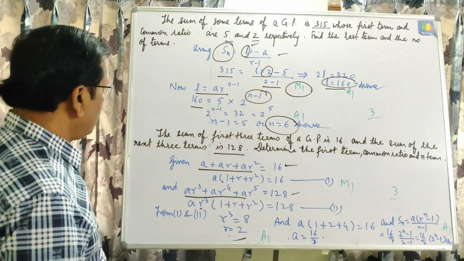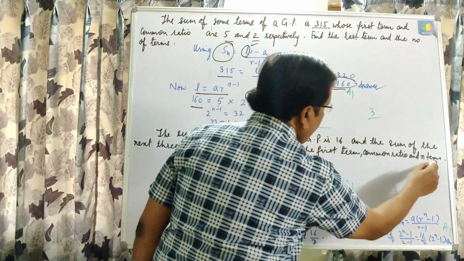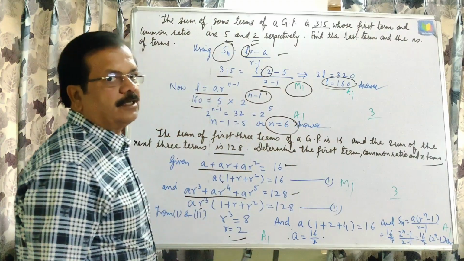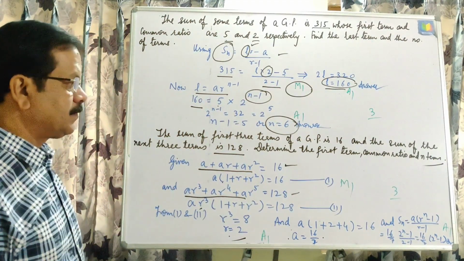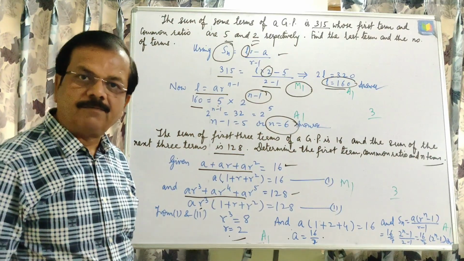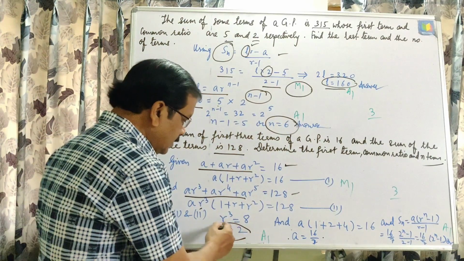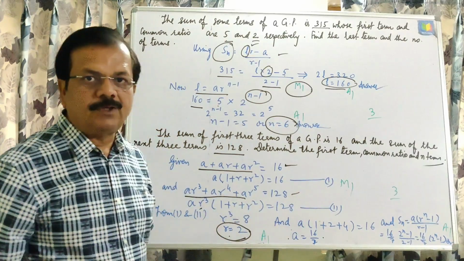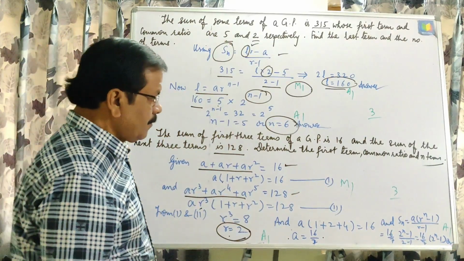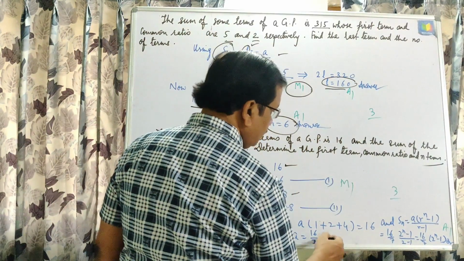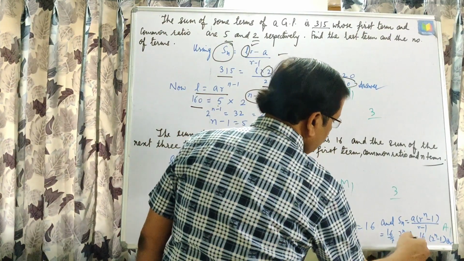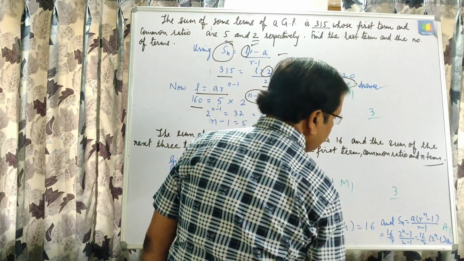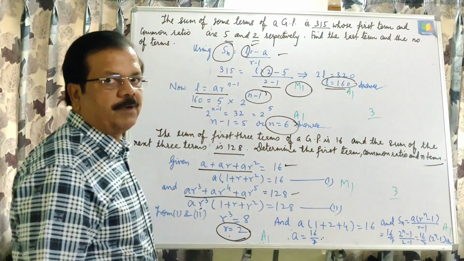And then we have to find out the sum up to n terms. What is the formula for the sum of n terms? a times r to the power n minus 1 upon r minus 1 if r is greater than 1. Here r is equal to 2, and that is why we will use this formula. Then substituting a is equal to 16 by 7, r to the power n minus 1 upon 2 minus 1, 2 minus 1 that is 1, we are getting 16 by 7 times 2 to the power n minus 1.